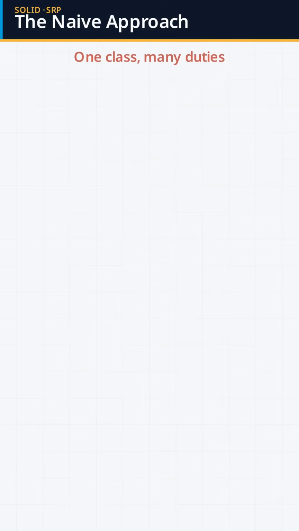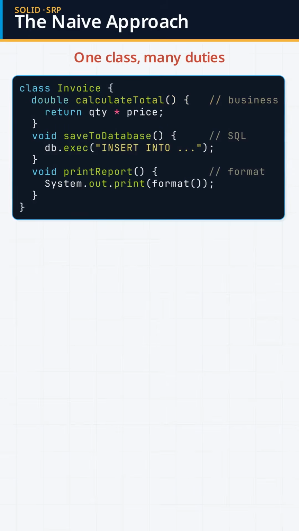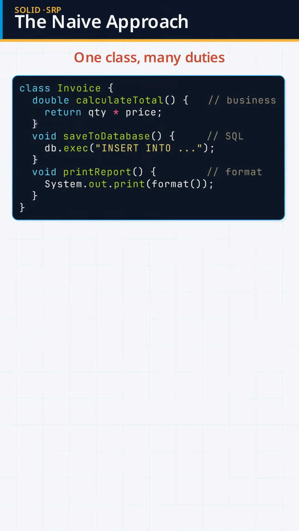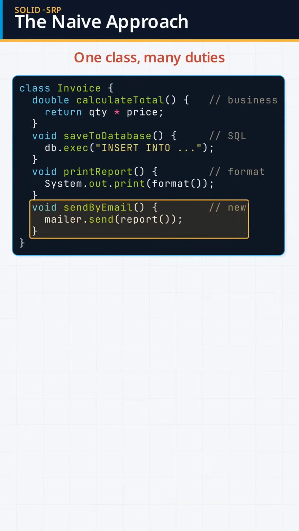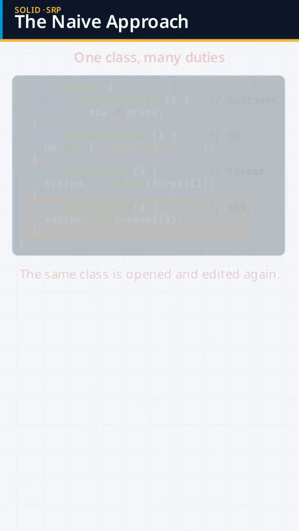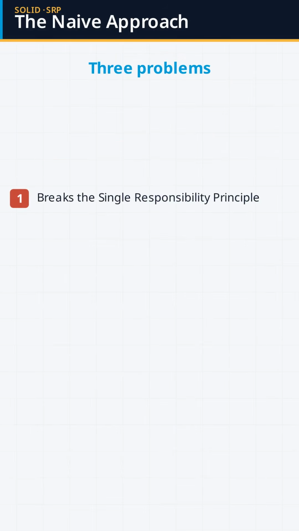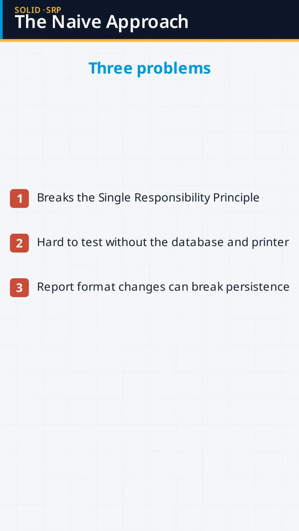Look at this invoice class. It calculates the total, saves to a database, and prints a report. When we add send by email, the same class must be opened and edited again. Three problems appear. It breaks the single responsibility principle. The calculation can't be tested without a database and printer, and changing the report format risks breaking persistence.